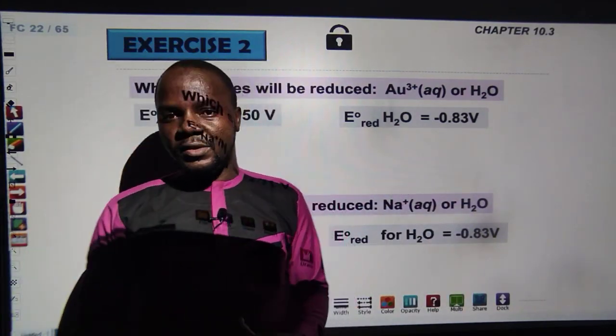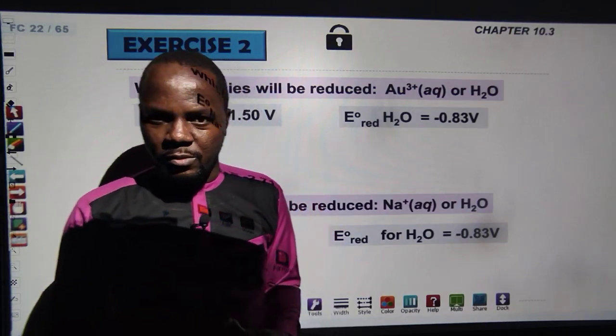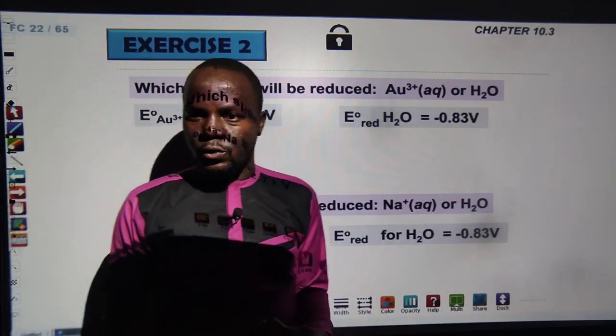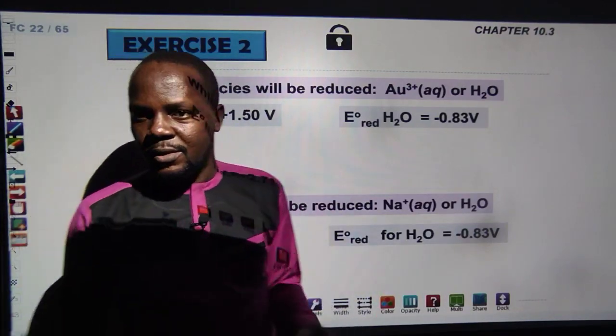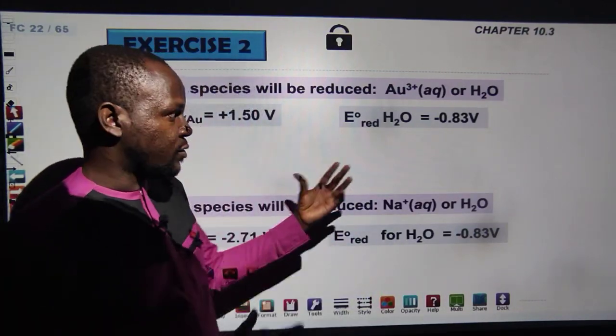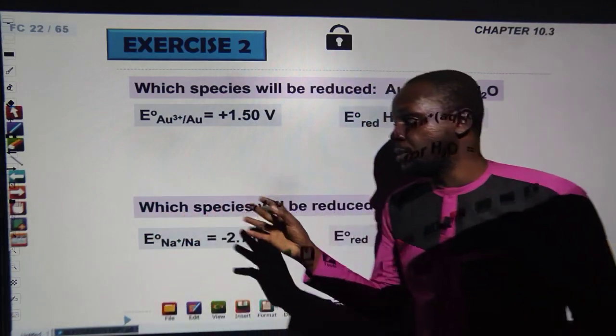Oxidation takes place at the what? At the anode. Reduction takes place at the cathode. So cathode, what did I tell you about cathode? Cations move. The one that is more positive will be the one that will be discharged. So it goes without saying, and the other ones will be the same thing.